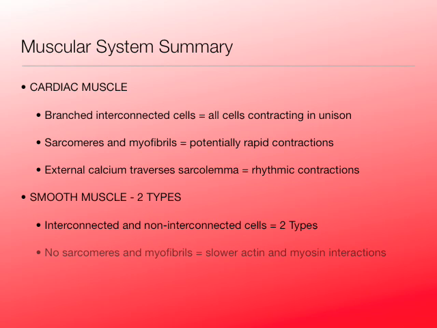Right? There's no sarcomeres or myofibrils here. So we've got a little bit slower interaction here between the actin and the myosin. The calcium has to kind of slowly diffuse through the cell membrane, right? And all the calcium is external, so that makes this muscle slower. It's slow to contract. It's slow to relax. It's just overall slower. But you want to think of these two distinct types as well when you think about smooth muscle.